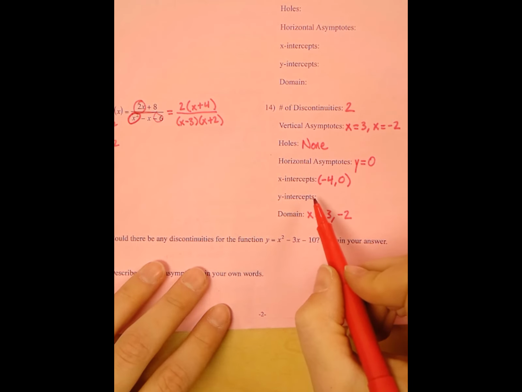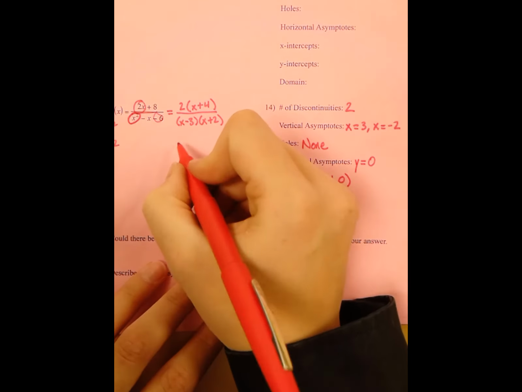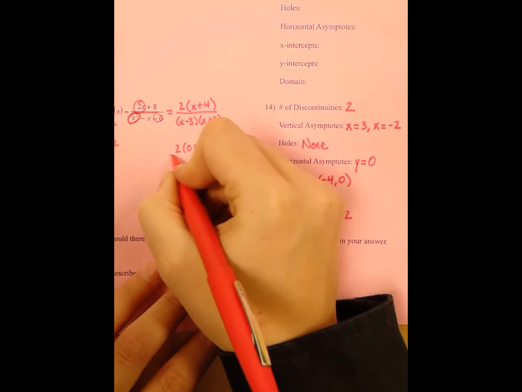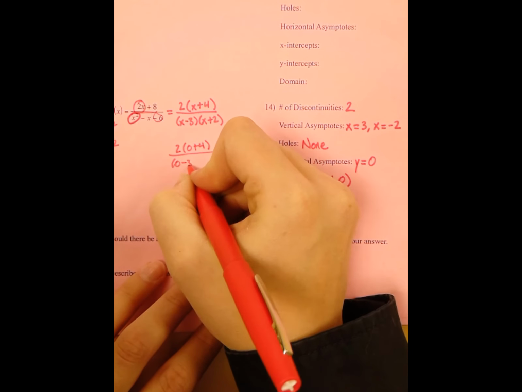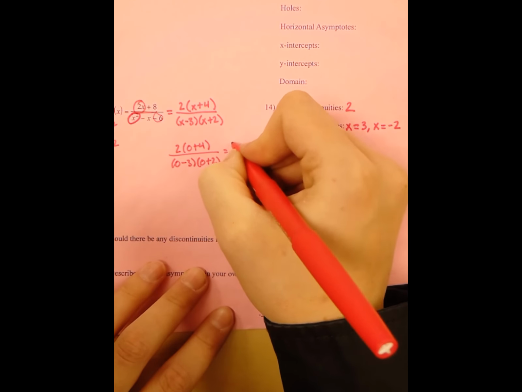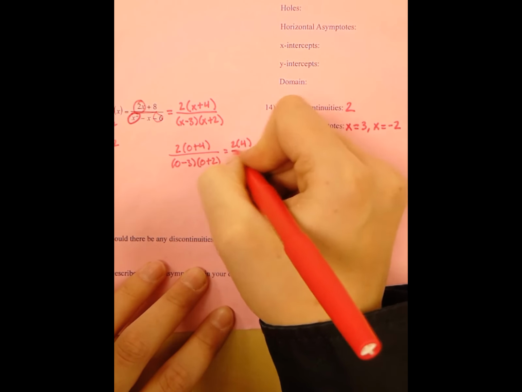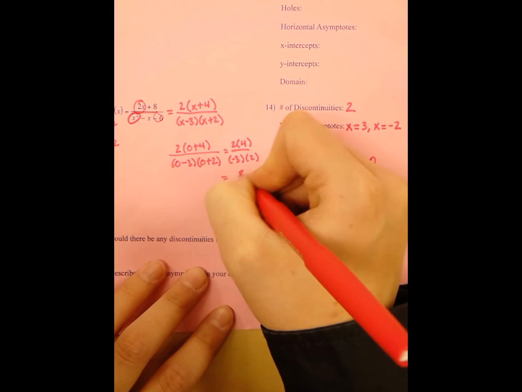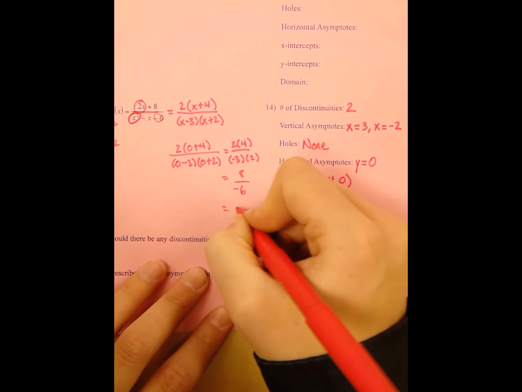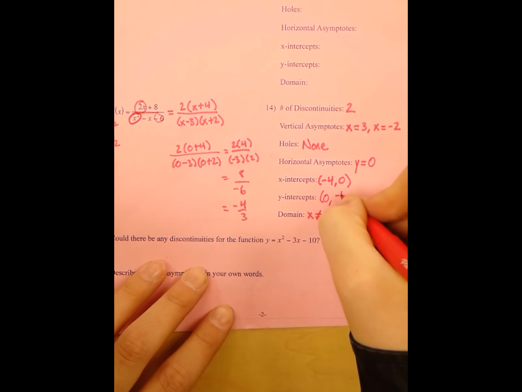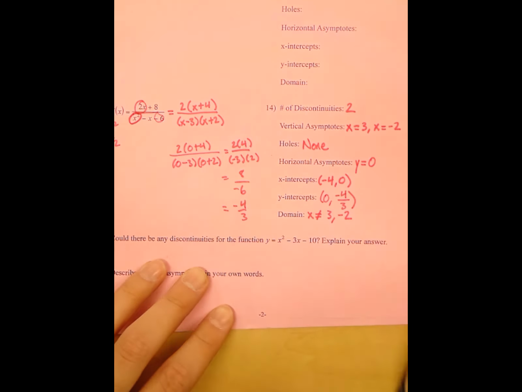Y-intercept, plug in 0 for x. So I go 2 times 0 plus 4, 0 minus 3, 0 plus 2. 2 times 4, negative 3 times 2. 8 over negative 6, which turns into negative 4/3. And there we go.